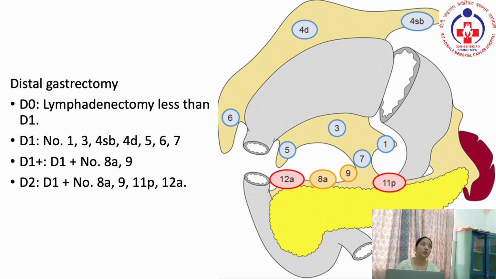And according to the Japanese classification, distal gastrectomy is divided as D1, D1 plus, and D2. In D0, lymphadenectomy less than D1 is done. D1 involves level 1, 3, 4 SV, 4D, 5 and 6 lymph nodes. And for the D1 plus, 8A and 9 are involved. And for D2, D1 plus 8A, 9, 11P and 12A lymph nodes are dissected during the procedure.